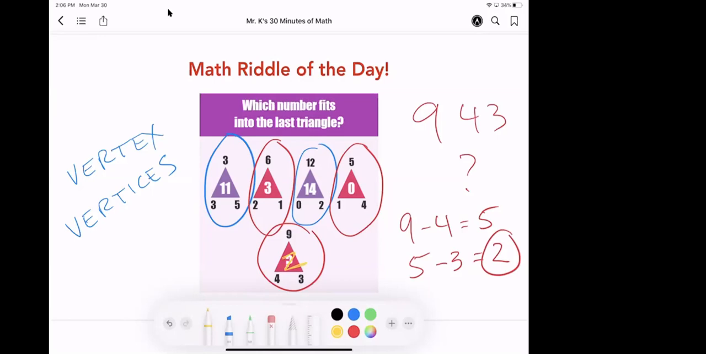And even if you didn't get it, but you worked really hard and you tried out lots of solutions, I'm giving you applause as well.